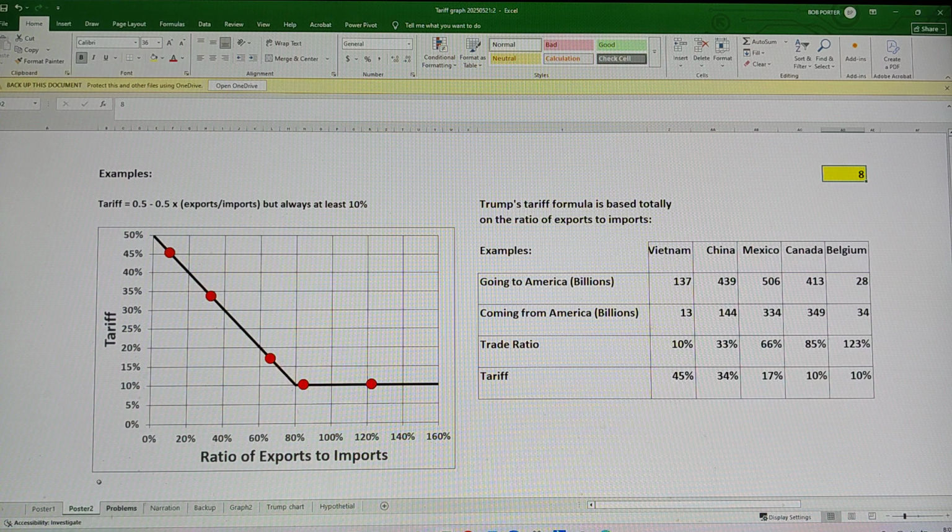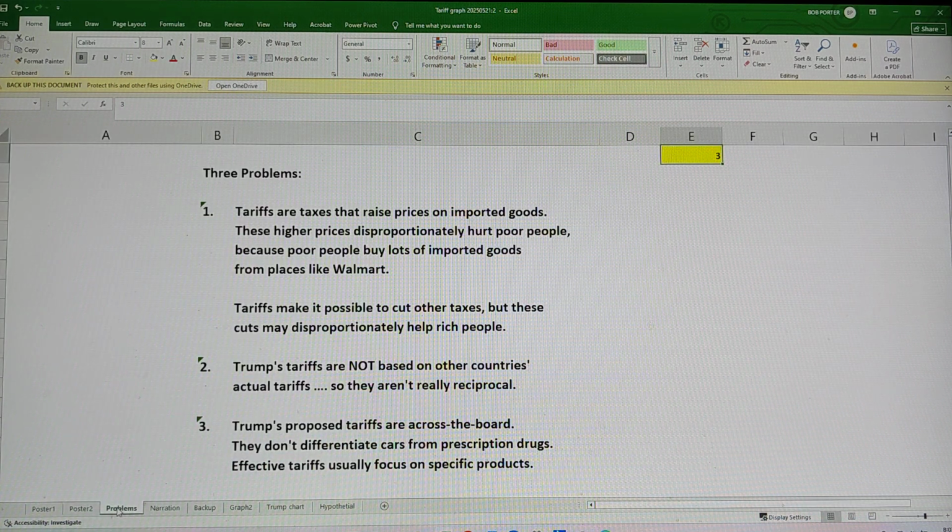Now, there clearly are some problems with this approach. Here are three of those problems. First, tariffs are taxes that raise prices on imported goods. These higher prices disproportionately hurt poor people because poor people buy so much imported stuff from places like Walmart. Tariffs do make it possible to cut other taxes, but these cuts may disproportionately help rich people.